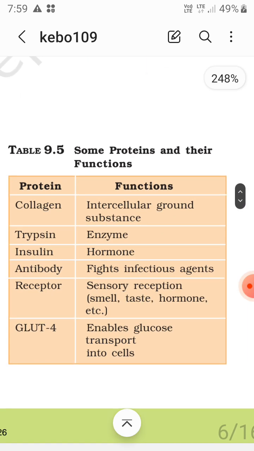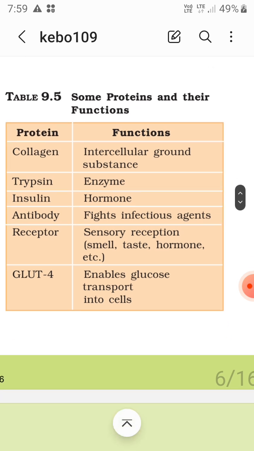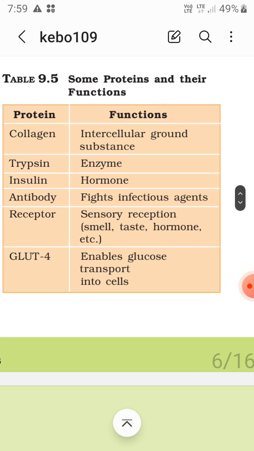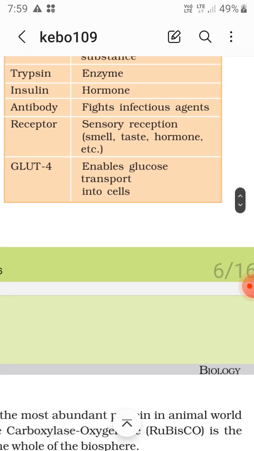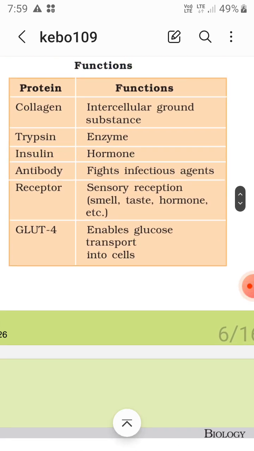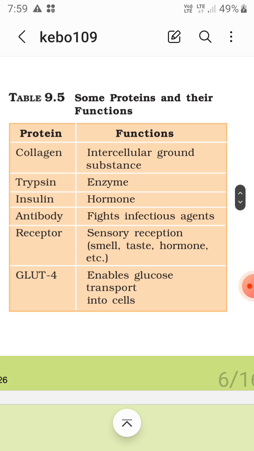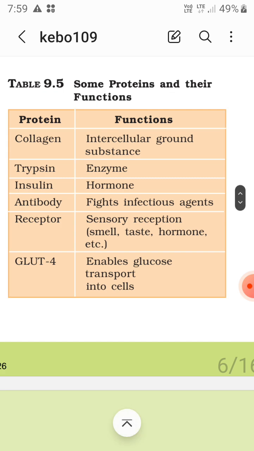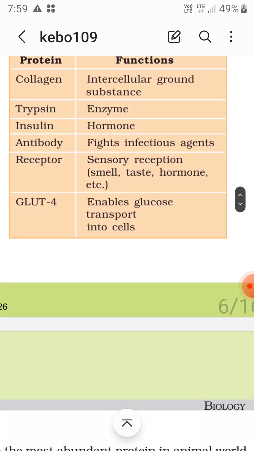Now some proteins and their functions: collagen acts as intercellular ground substance. Trypsin is a protein whose function is enzyme. Insulin is a protein that functions as a hormone. An antibody fights infectious agents. A receptor functions in sensory reception, that is smell, taste, and hormone. And GLUT4 enables glucose transport into cells. So these are some proteins and their functions: collagen, trypsin, insulin, antibody, receptor, and GLUT4.